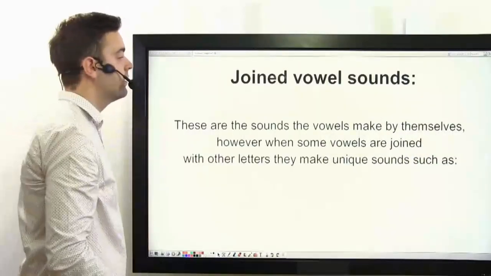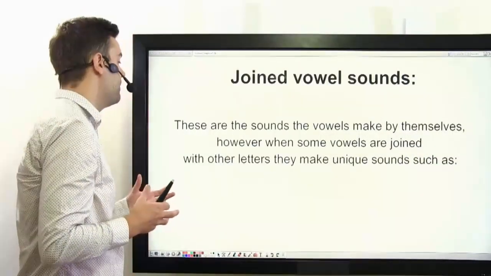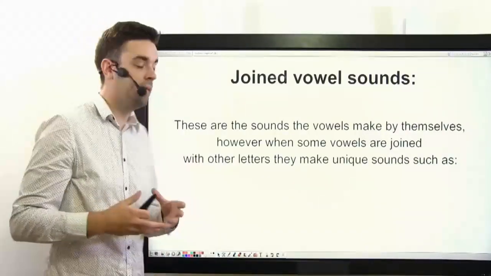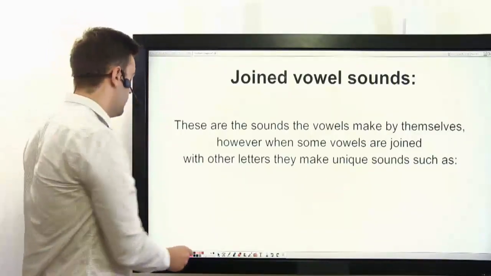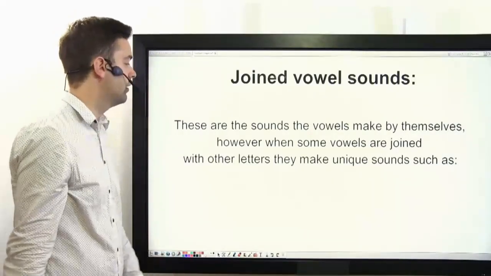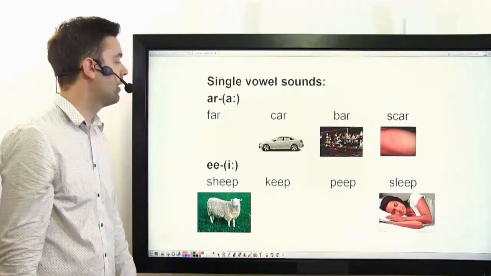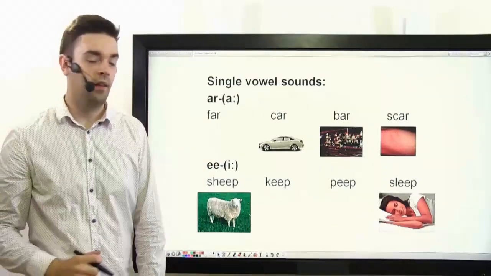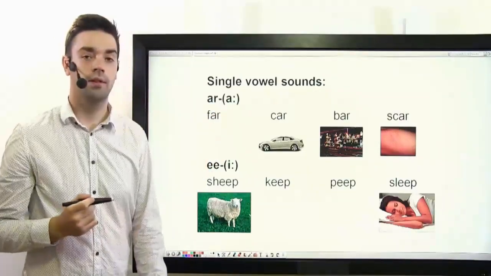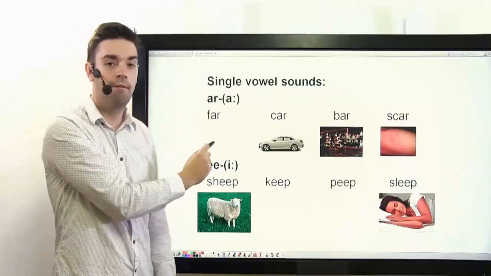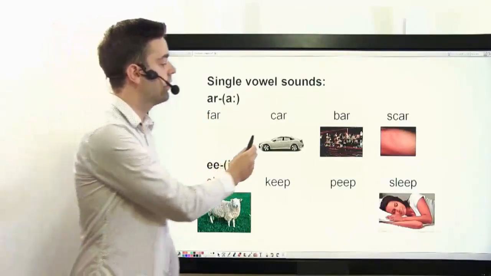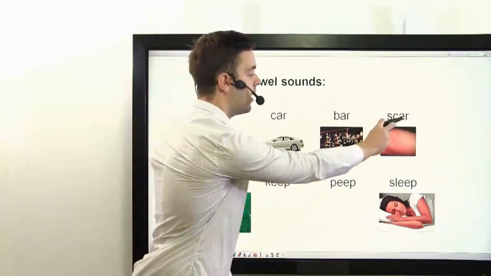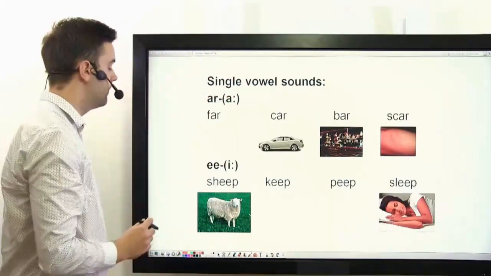So let's now join some of the vowels together. Those were the sounds the vowels make by themselves. However, when we join them, they make some different and unique sounds, such as when we join A and R, we get ar. So, far, car, bar, and scar. Ar.